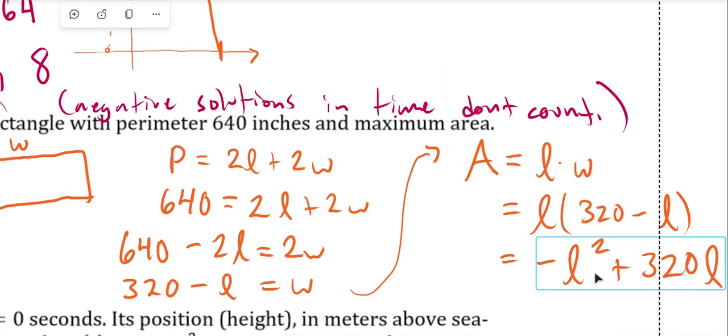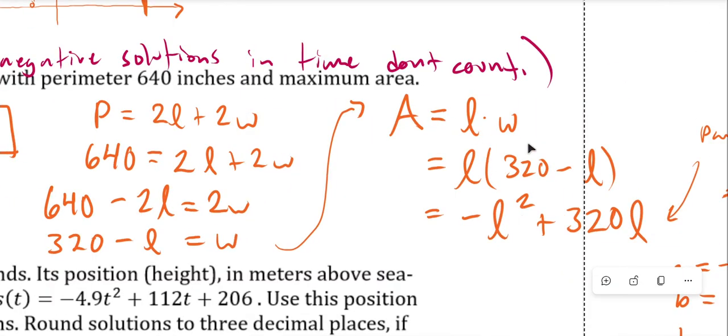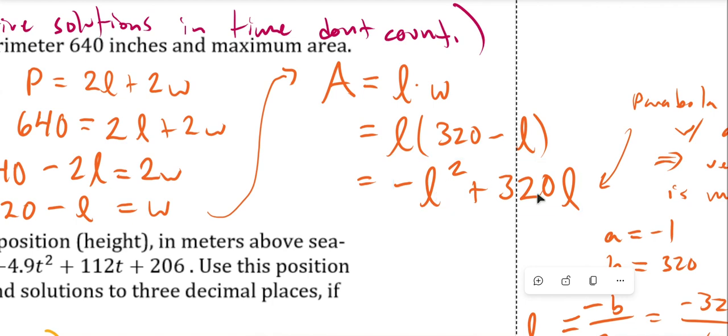Now, what about the area? Well, area is length times width. And substituting in what we just learned about width, which is that it's 320 minus L, we see that we actually do get a kind of parabola. We get negative L squared plus 320L. So this is an equation for the area just in terms of the length, given that we have this constraint of 640 on the perimeter.